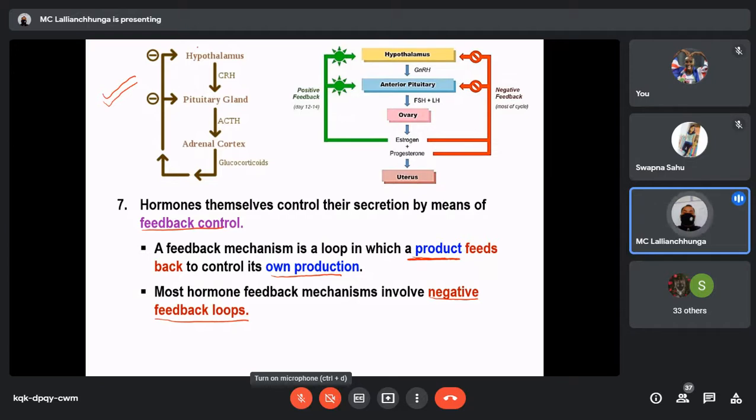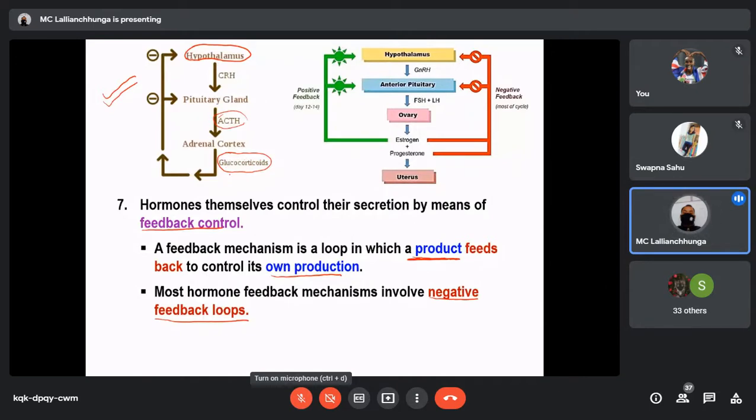We have the hypothalamus, which is located in the brain, as you already know. For example, the hypothalamus releases CRH, corticotropin releasing hormone. This CRH stimulates the anterior pituitary gland to produce ACTH, adrenocorticotropic hormone. ACTH from the pituitary gland is released into the bloodstream and reaches the adrenal cortex. ACTH stimulates the adrenal cortex, which then synthesizes and releases glucocorticoids, such as cortisol.